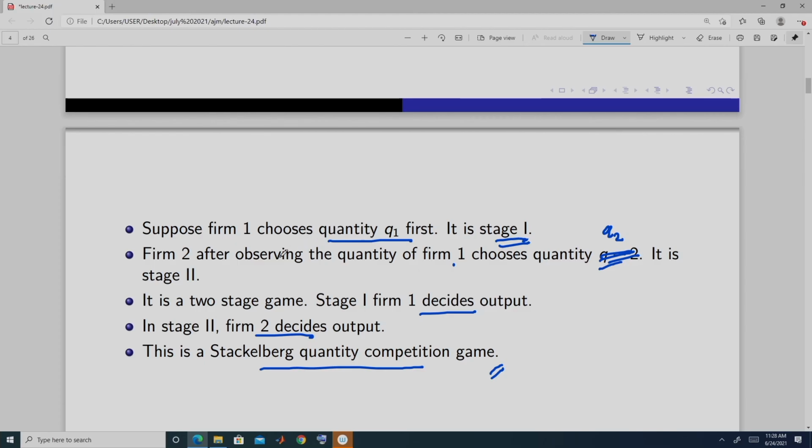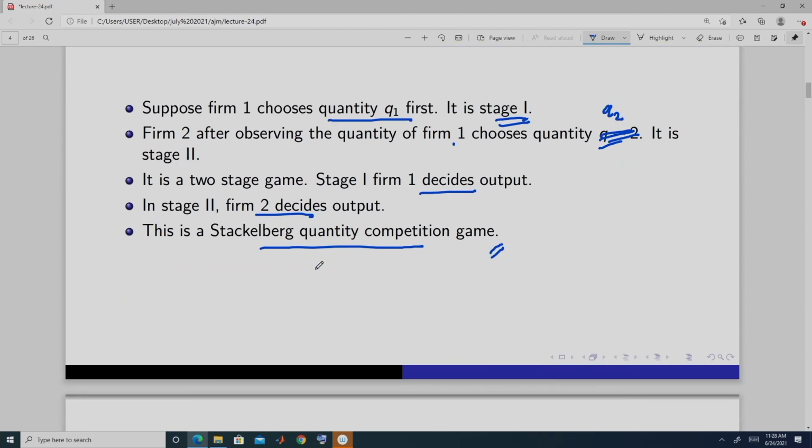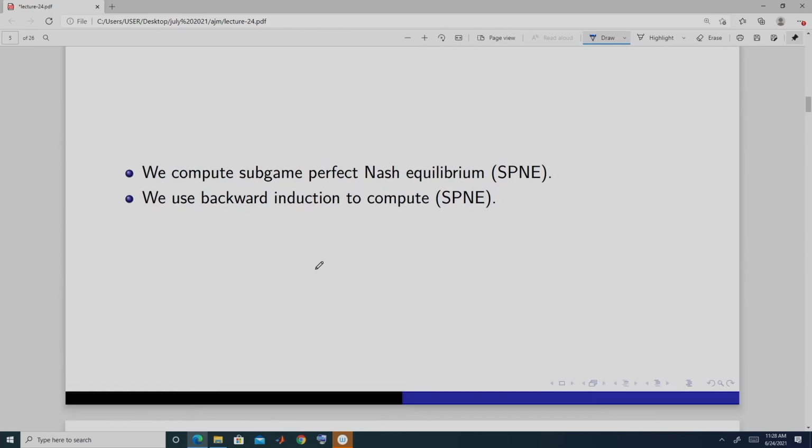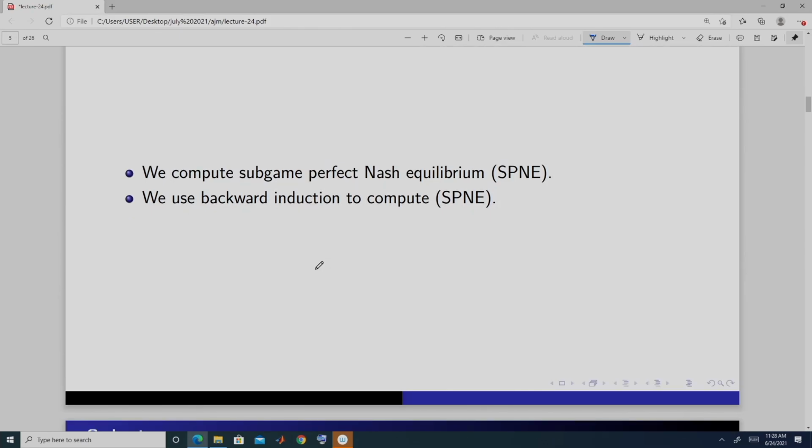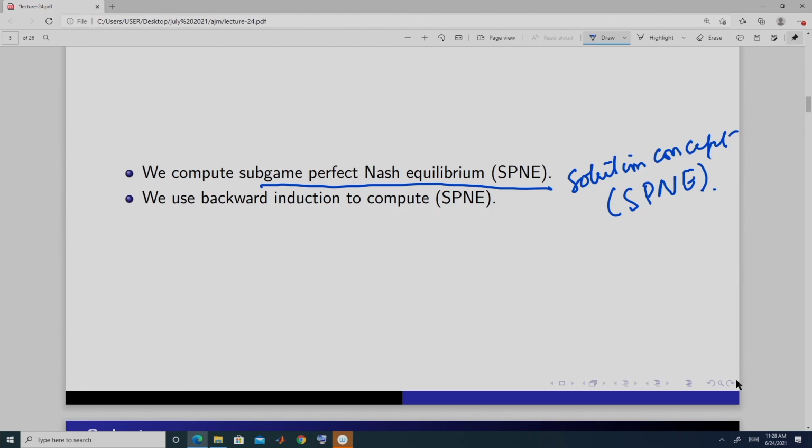Now, we have already done dynamic games. So, what do we do in dynamic games? We look for subgame perfect Nash equilibrium as the solution concept. So, the solution concept we are going to use is SPNE, subgame perfect Nash equilibrium. And how do we find the subgame perfect Nash equilibrium? We use something called backward induction, and we will use that in this market.